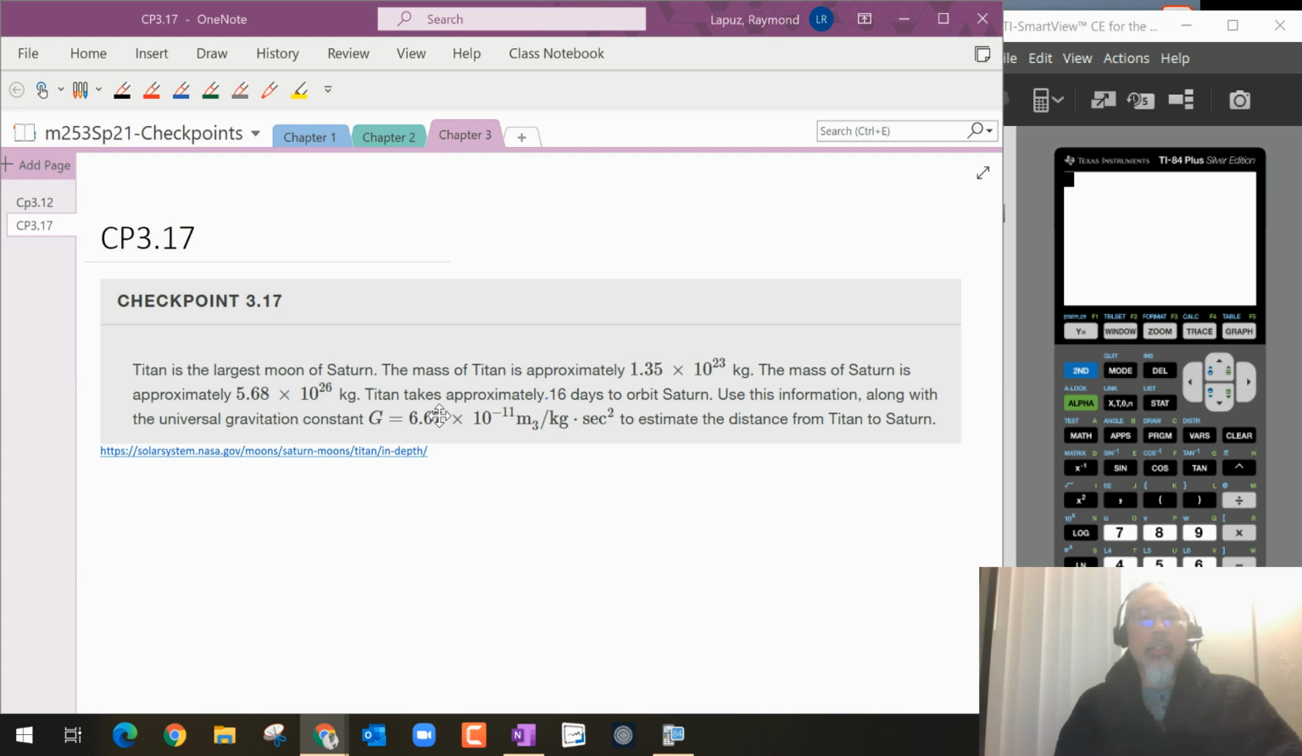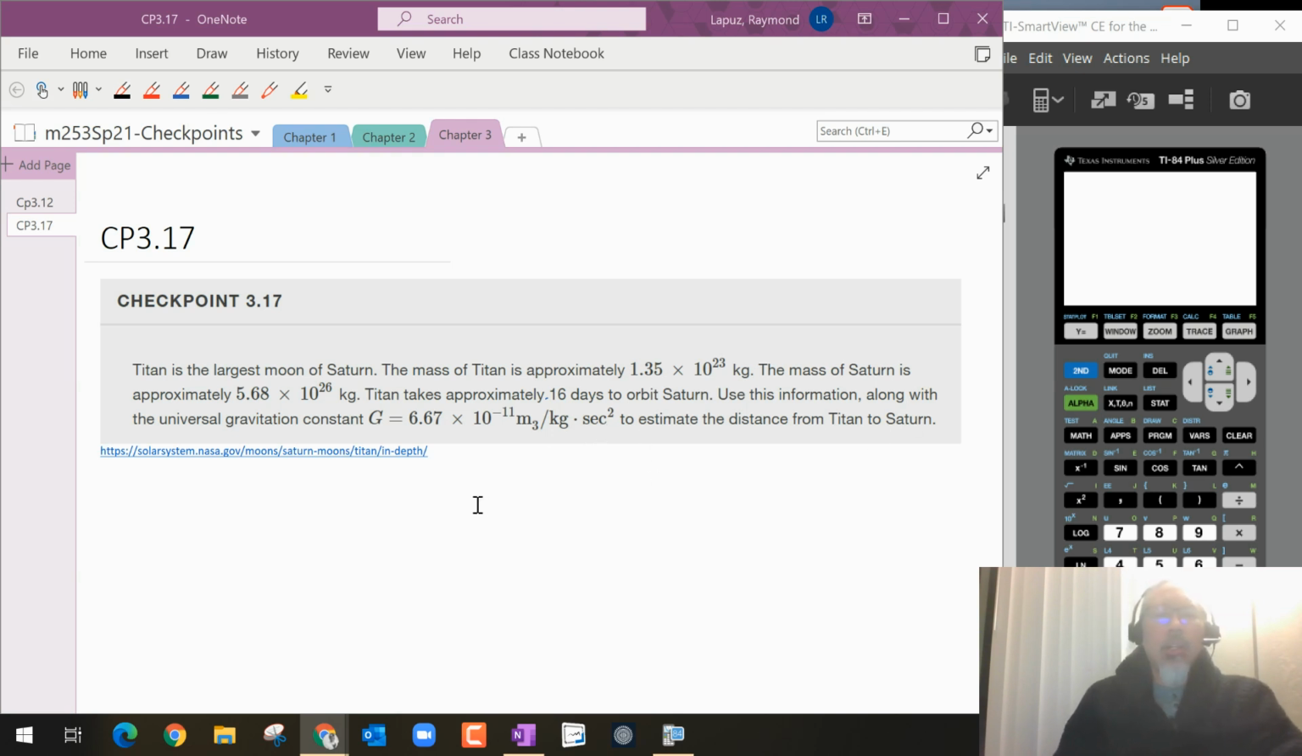And then it says Titan takes approximately 16 days to orbit the Sun. And they want us to use this information along with the universal gravitational constant. G is equal to 6.67 times 10 to the negative 11th. This should be meters cubed per kilograms times seconds squared.